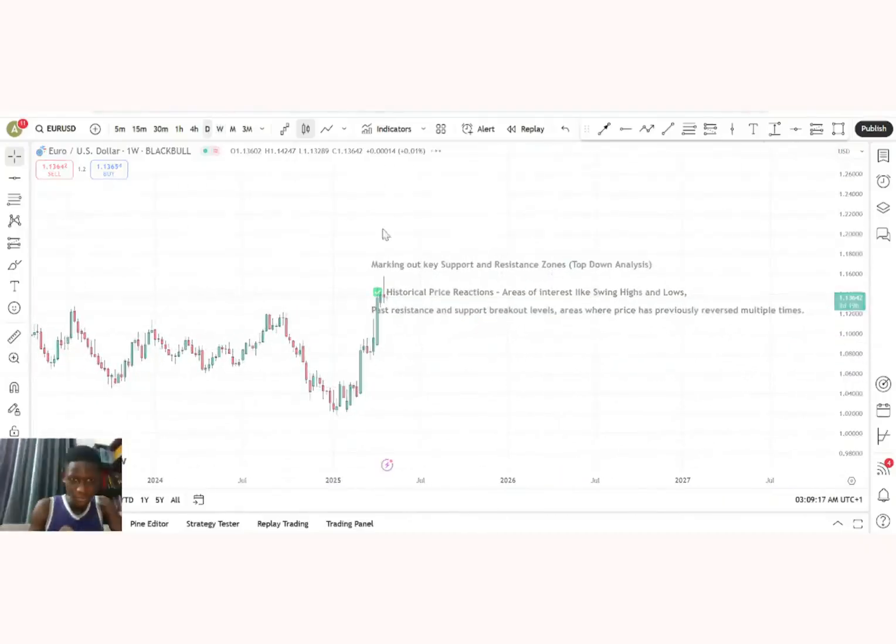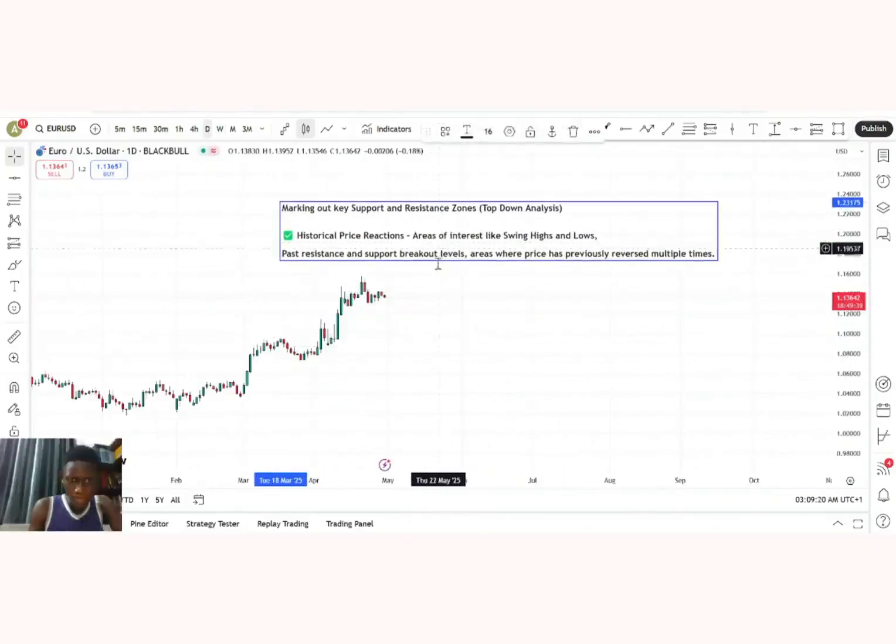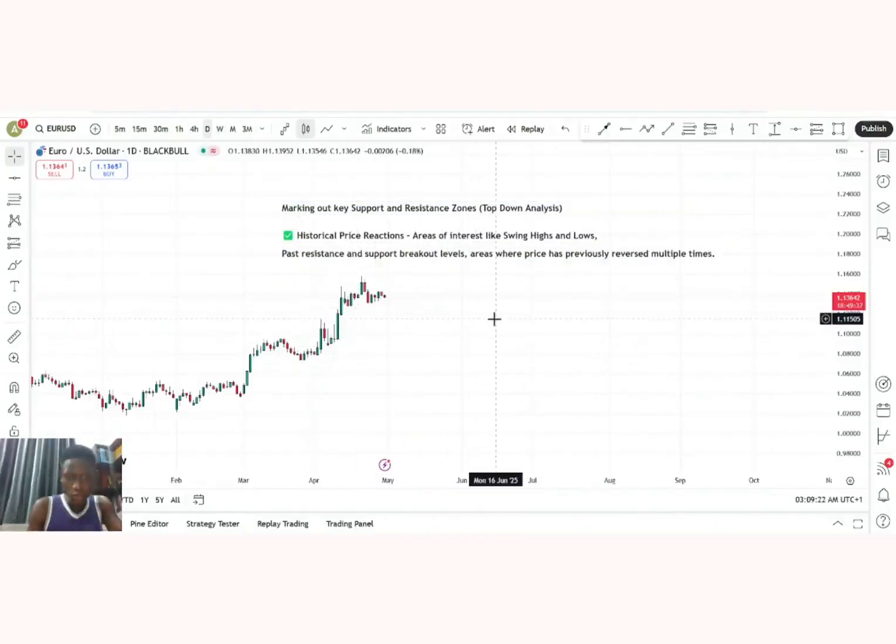Okay, so now this is what we are referencing. This is what we are paying attention to, to be able to plot good support and resistance levels. You need to look at areas of interest, like number one, swing highs and swing lows. A swing high is a three candlestick pattern like this.